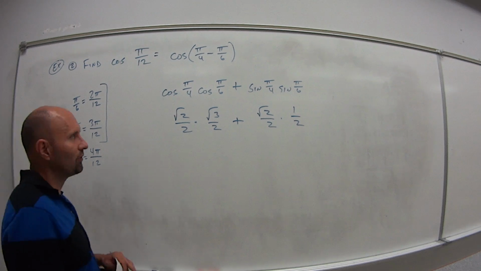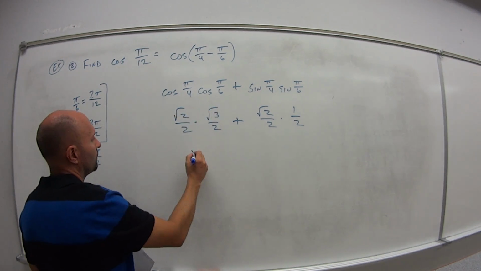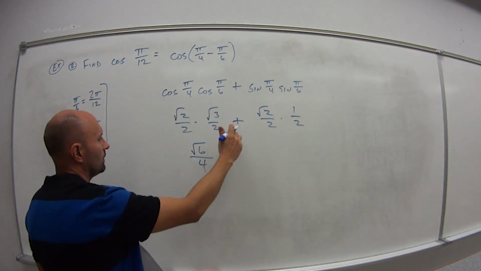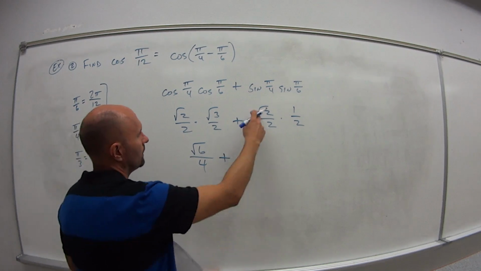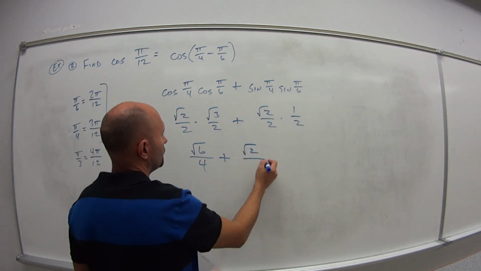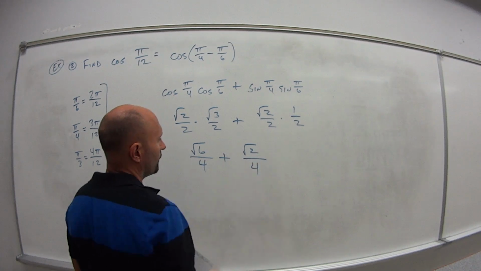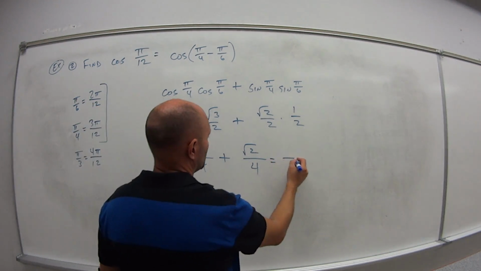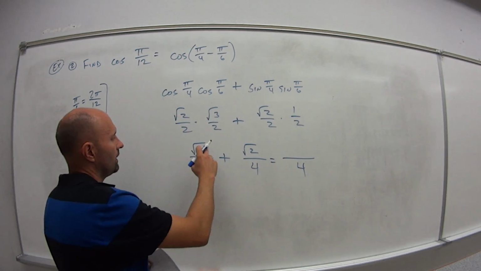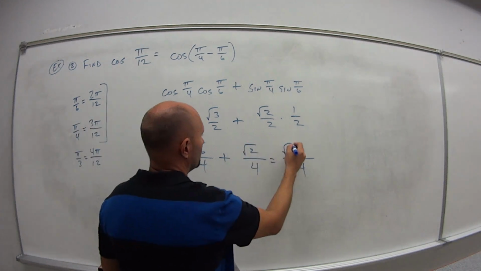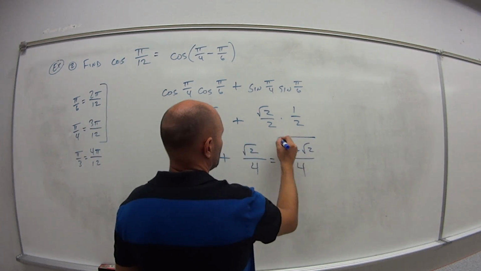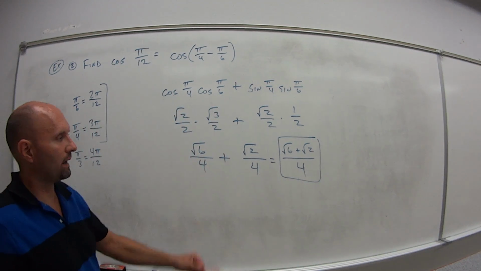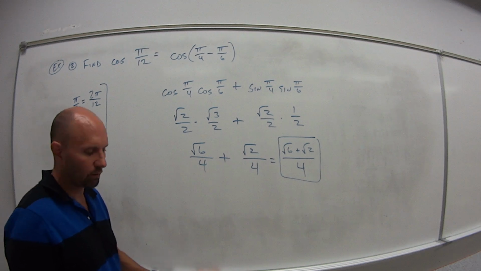So now I have numbers I just need to simplify. Square root of 2 times square root of 3 is square root of 6, all over 2 times 2, which is 4. We have the plus sign here. Square root of 2 times 1 is square root of 2. 2 times 2 is 4. So similar to the last problem, we have the same denominator now of 4. So that's going to be the denominator of our answer. And then we just have square root of 6 plus square root of 2, and that's as far as we go. Square root of 6 plus square root of 2 is not square root of 8. We can't combine those two just because we want to add what's under the radical symbol.